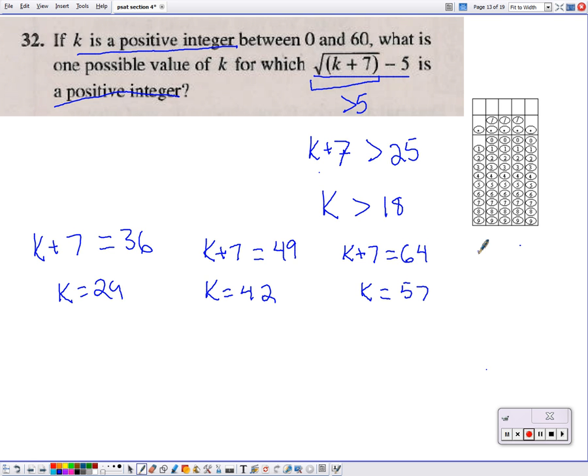Now, I'm not going to go up to 81 because if I do that, k would be 74, and that's too big because I only want numbers between 0 and 60. So you have a choice. You can bubble 29, you can bubble 42, or you could bubble 57.